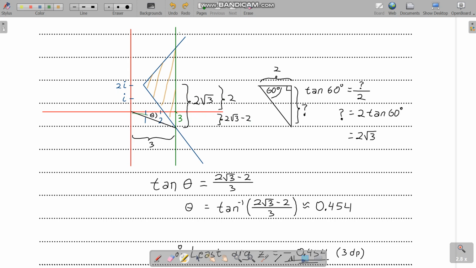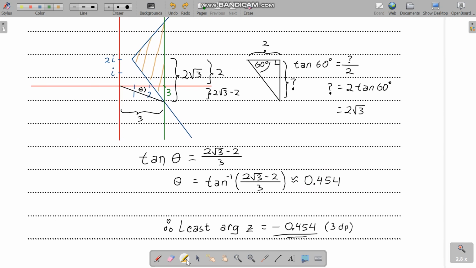If you look at this triangle here, we have the angle, we call it theta, this distance is 3, and this is 2 root 3 minus 2. We can use tangent equals opposite, which is 2 root 3 minus 2, over adjacent, which is 3, and using inverse tangent we can find the angle in radians. So that is theta, but remember it's actually negative because the direction is clockwise, so it's minus theta.